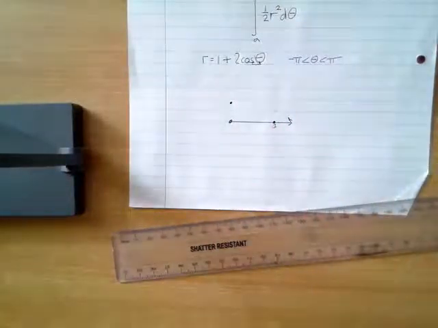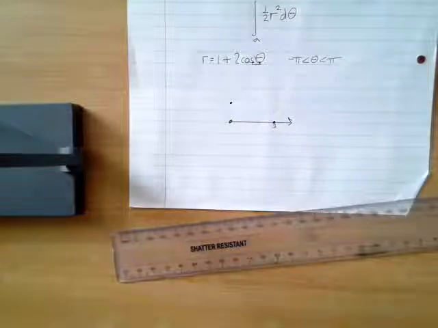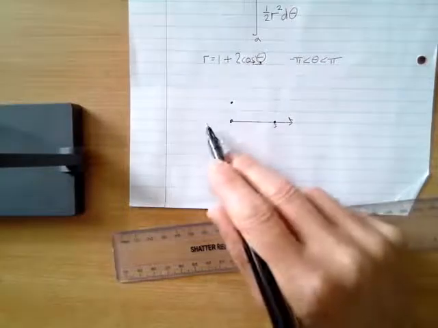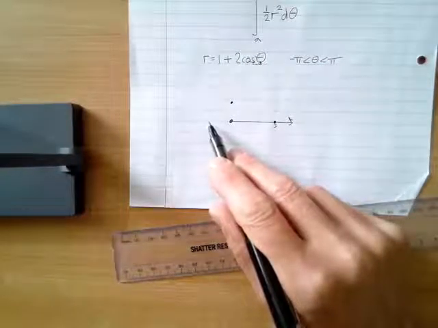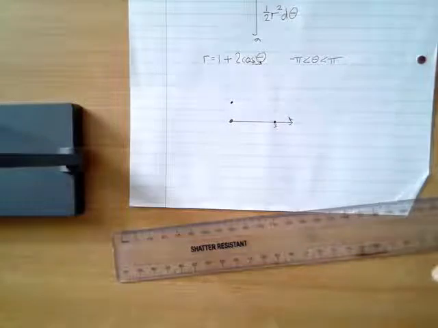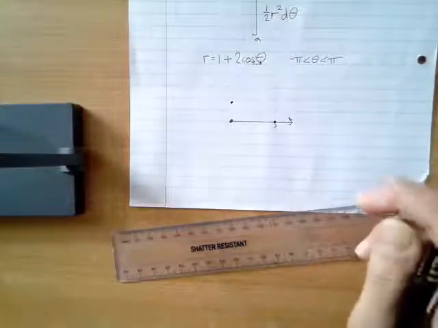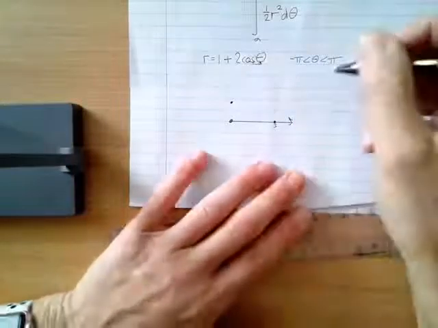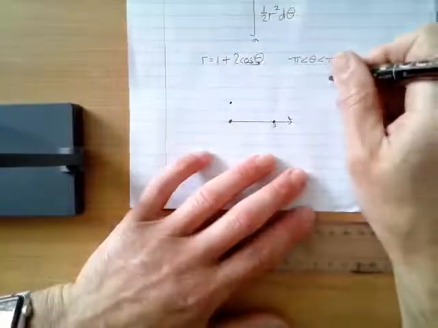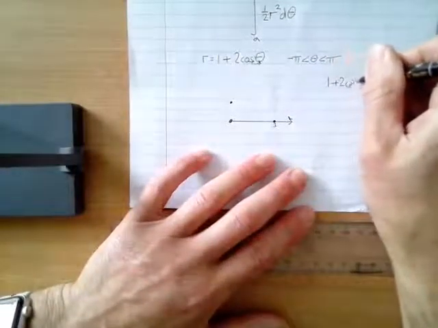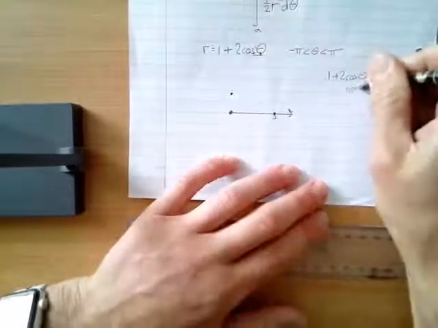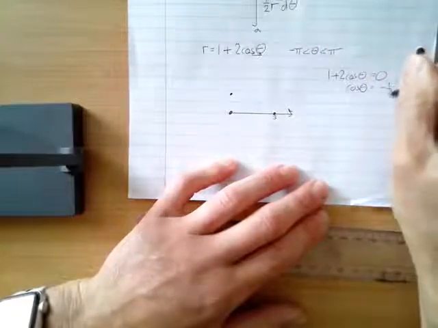Now minus 1 is not allowed according to the way we do this. So presumably somewhere between pi over 2 and pi, 90 and 180, it must have become 0 in order for it to go negative. To find where that is, we would need to solve the equation 1 plus 2 cos theta equals 0. Or in other words, cos theta equals minus a half.